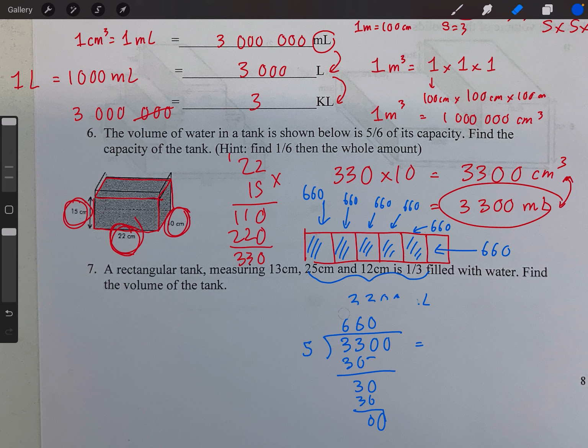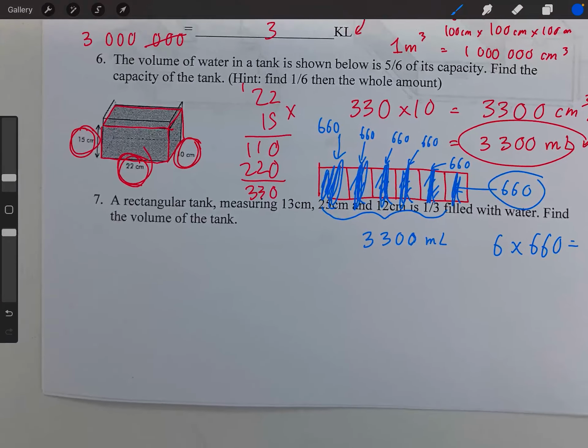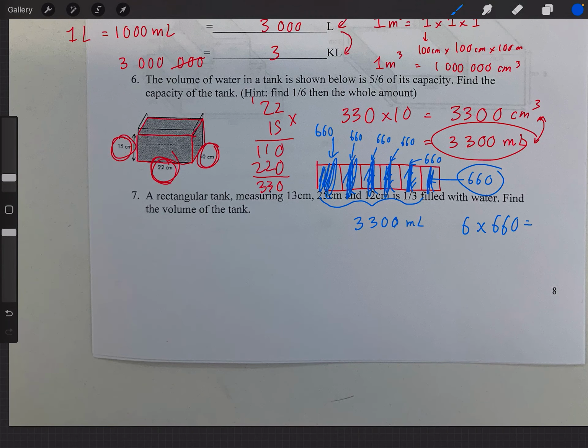So if you want to know how much water this tank can hold all together, what we do is we just have to get 660 multiplied by 6 pieces. You got 1, 2, 3, 4, 5, and 6. There's 6 pieces. So do 6 times 660 and get the answer. Alright, next one. A rectangular tank measures... Oh, let me just rub this out, I can't see.